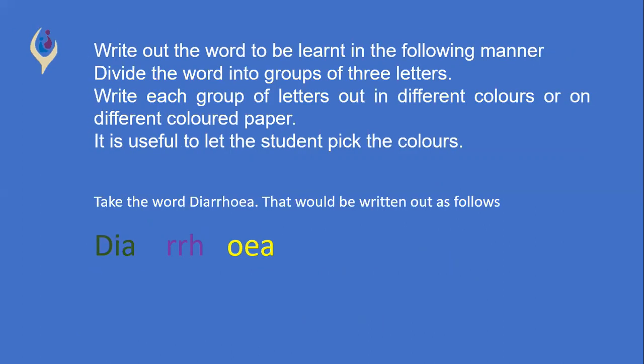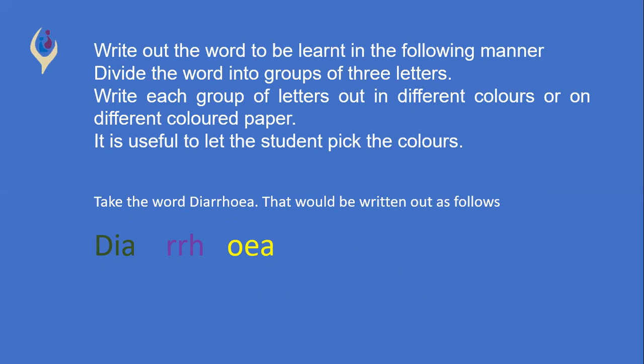Okay? The next thing you do then is write out the word that is to be learned in the following manner. Divide the word into groups of 3 letters. Write each group of letters out in different colors or on different colored paper. I always find at this point it's useful to let the student pick the colors.